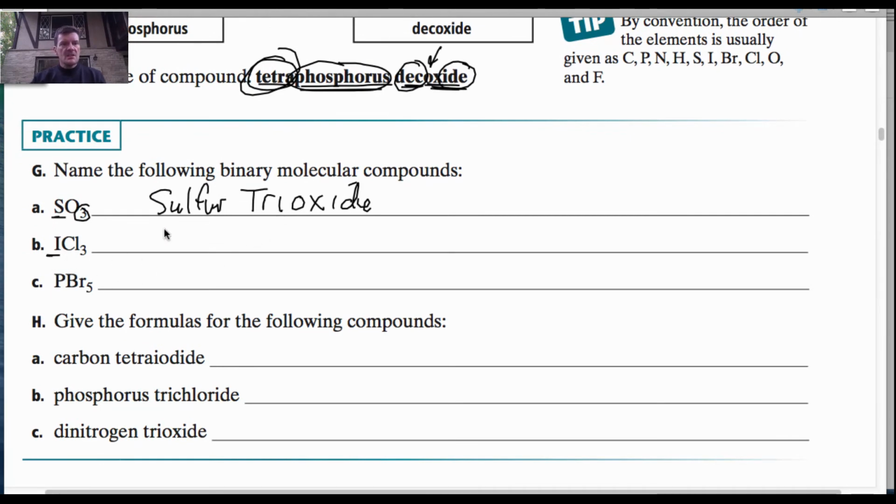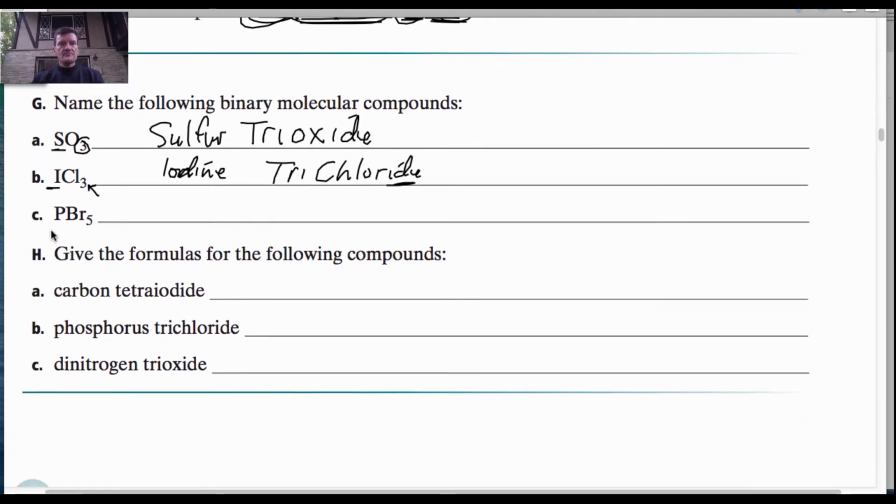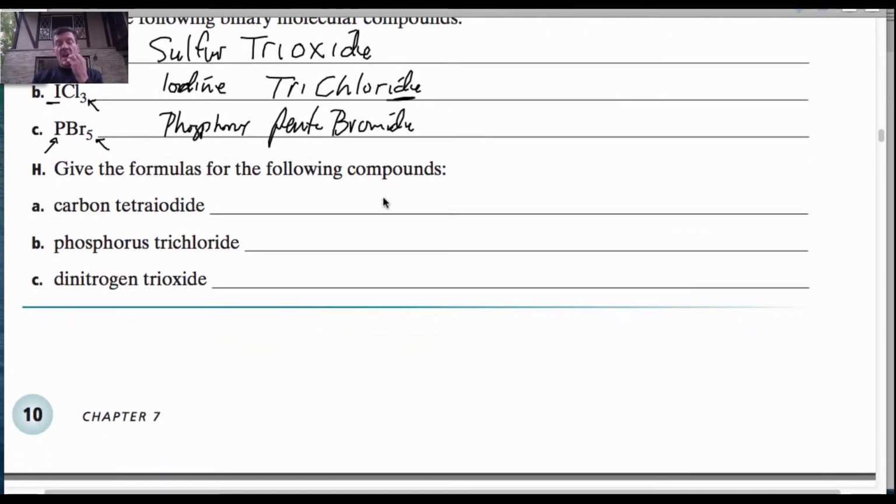So this is iodine, tri, chloride. Notice the ending, chloride, okay? This is phosphorus, phosphorus, pentabromide, pentabromide, okay? And if you got the name, the formula is easy.